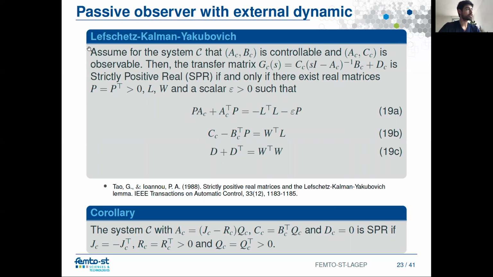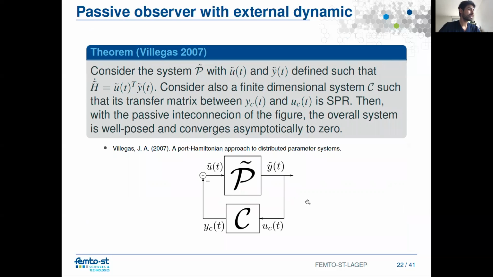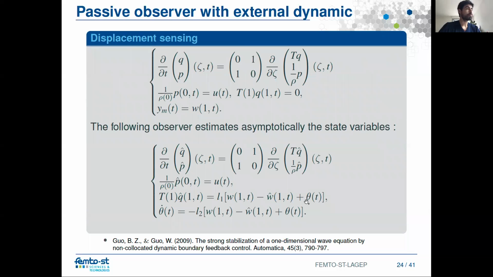And then we have this lemma with the condition for the strictly positive reals, but I only want to make the remark that for the port-Hamiltonian representation, we only need to have R_C greater than 0, R_C positive definite, and then the block C is strictly positive real. Then we can implement it in some examples where we can measure the displacement at one side.